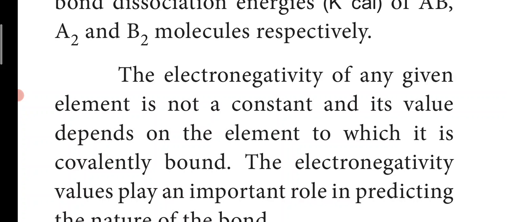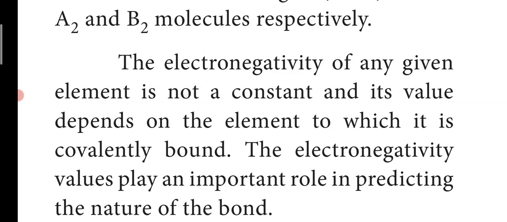The electronegativity of any given element is not a constant, and its value depends on the element to which it is covalently bound. For example, the value will not be the same for every element. It depends on what elements are involved in the covalent bond. In hydrogen chloride, chlorine is highly electronegative compared to hydrogen. So the electronegativity in hydrogen chloride will differ when compared to some other molecule. So it differs depending upon the element to which they are covalently bonded.